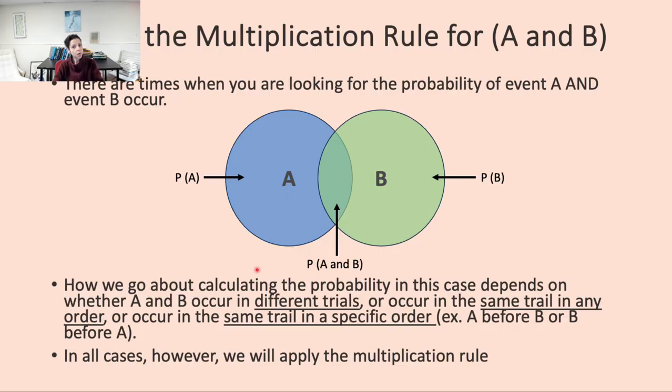How we go about calculating the probability in this case depends on whether A and B are occurring in different trials, and so are kind of independent from each other, or they're occurring in the same trial in any order, or they're occurring in the same trial in a specific order. Specific order meaning we're looking for A happening before B or B happening before A.